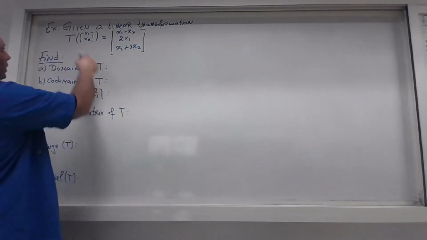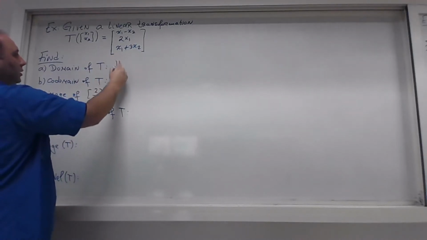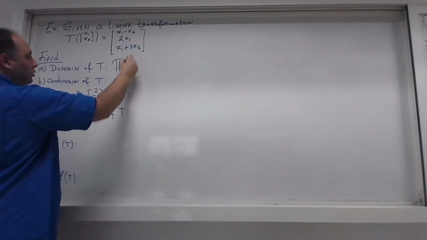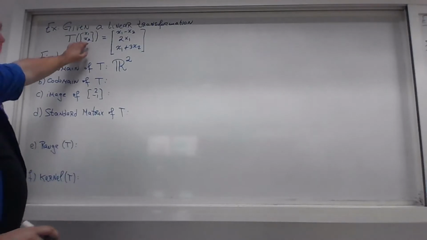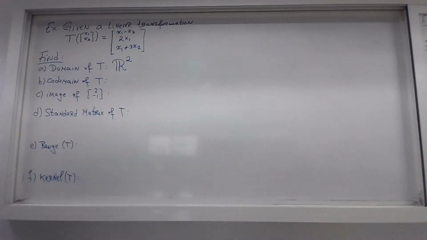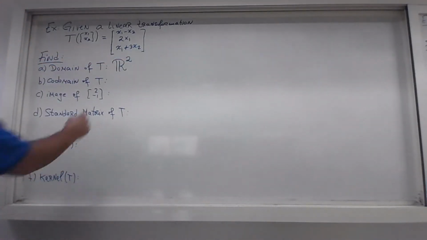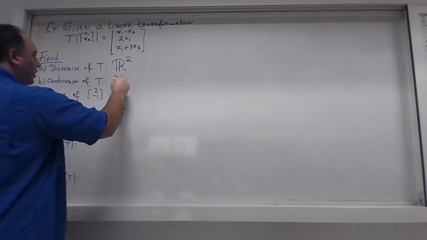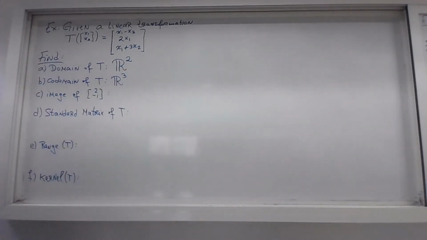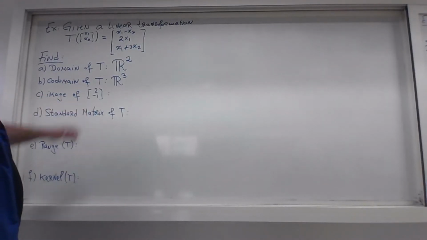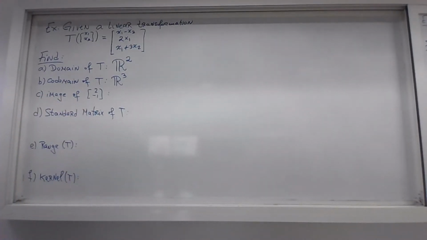Well, domain is the first, so it's like the input space. The inputs are vectors from R2. So the domain is R2. And the codomain is the space of the outputs. And here outputs are vectors from R3. So that's easy. What's the image of vector 2, -1?